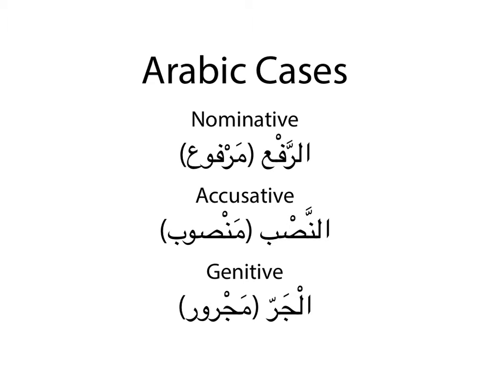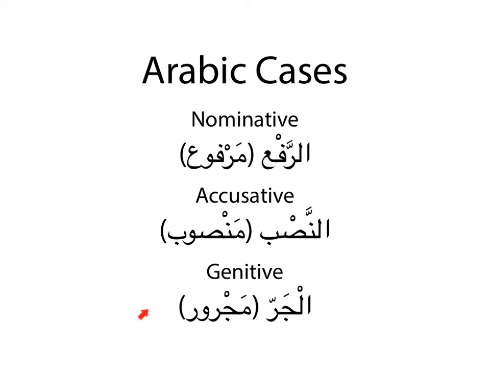The Arabic terms are ar-rafa, an-nasb, and al-jar. These are the names of the cases themselves. When you want to use them to say that a word is marked as a particular case, as in, this word is accusative, you use the past participle derived from these case names, specifically marfu' for nominative, mansub for accusative, and majrur for genitive.